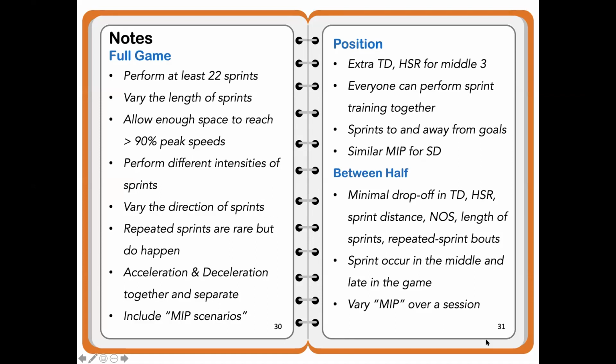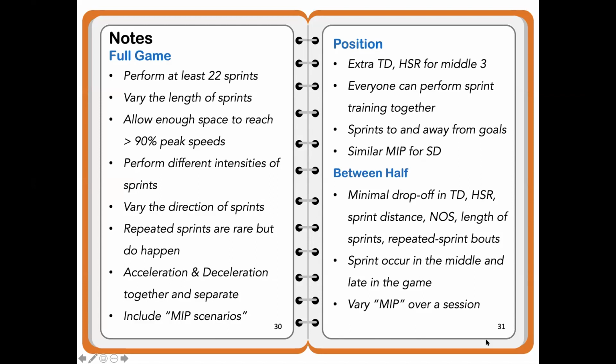For positions, we need to think about creating extra total distance and high-speed running for the middle three positions. And everyone can perform sprint training together, especially when we're integrating the skills into the games and small-sided games. We need to make sure that everyone is getting their amount of sprints: sprints to and away from goals and creating match context. So players need to think about when to sprint, where to sprint.